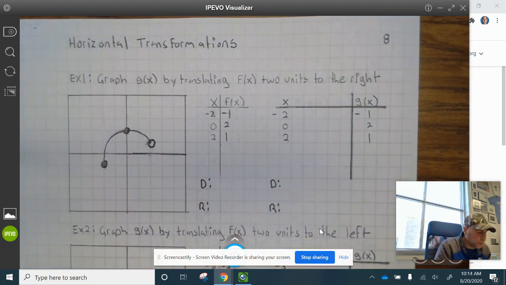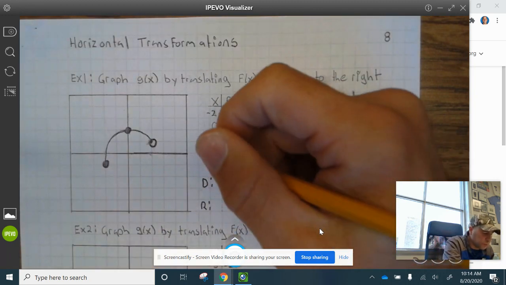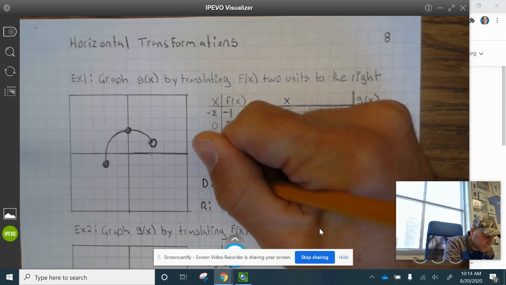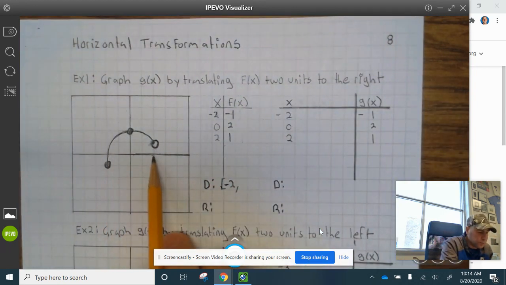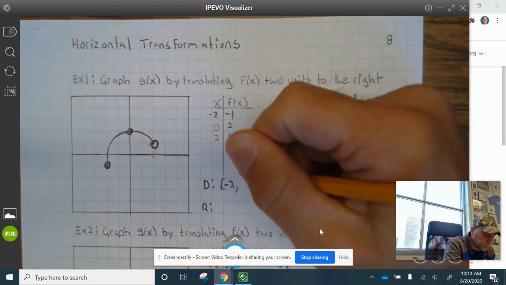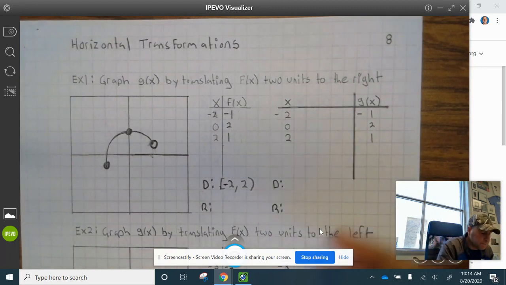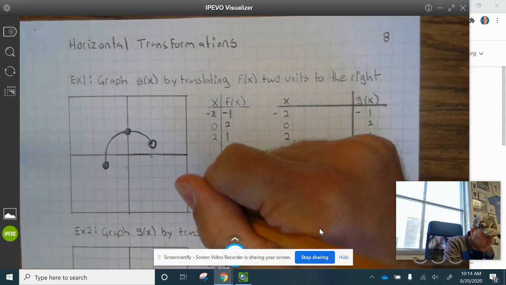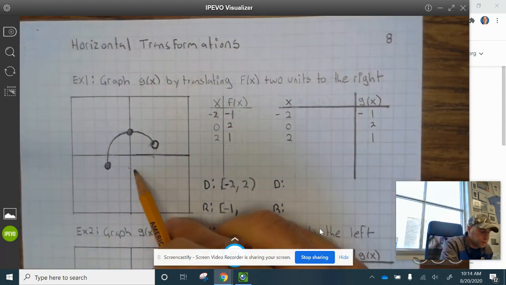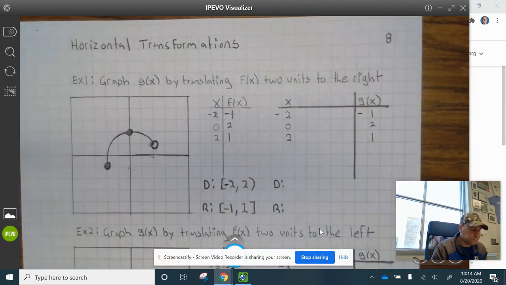Okay, now let's look at the domain. The domain would be from left to right. So negative 2, that's a closed circle, so bracket negative 2, 2, open circle, close parentheses, not bracket. Okay, now range is from bottom to top. So you see here the bottom is negative 1. It's a closed circle, so bracket, negative 1, 2. You notice that's a closed circle to 2, bracket.